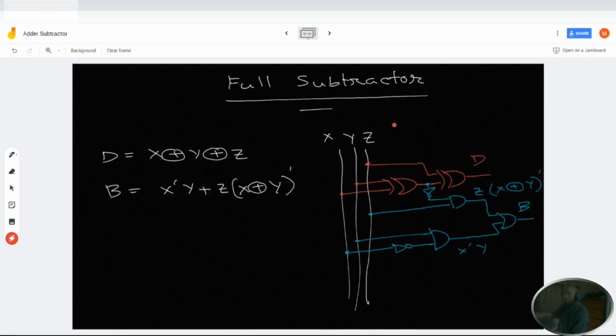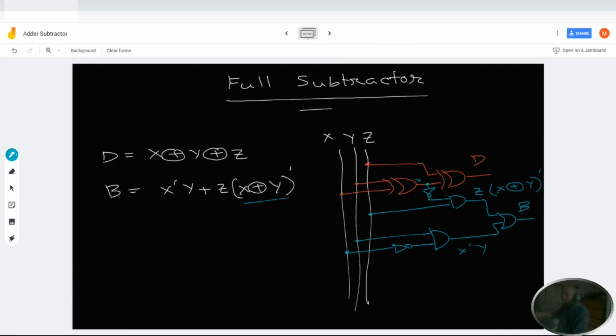Now we can easily draw the logic diagrams for difference and borrow. For difference, at first we can take the inputs x and y to an XOR gate, which will give us the result as x XOR y, and then if we take this output to the input of another XOR gate with another input as z, then here we will find the expression for D, because here we will find x XOR y XOR z.